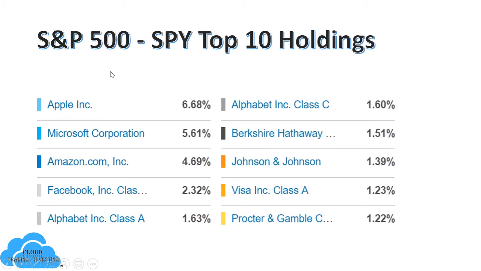So this is the S&P 500. The ticker is SPY. The top 10 holdings are also similar: Apple, Microsoft, Amazon, Facebook, Google, Johnson & Johnson, Visa, and so on. The difference between the Nasdaq and the S&P 500 is that the S&P 500 is larger, because it has 500 companies inside the ETF.